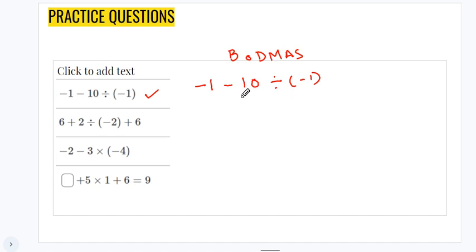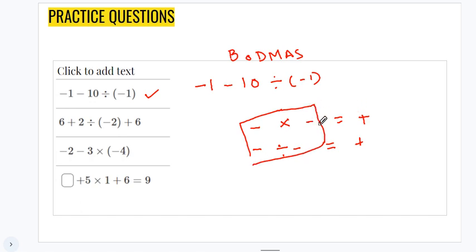Here I want to give you a quick recap. For example, if you multiply minus times minus, it always gives you plus. And the same thing is for division. If you divide minus by minus, it again gives you plus. So the multiplication and division rules are the same. Okay, so you don't need to be confused in this.